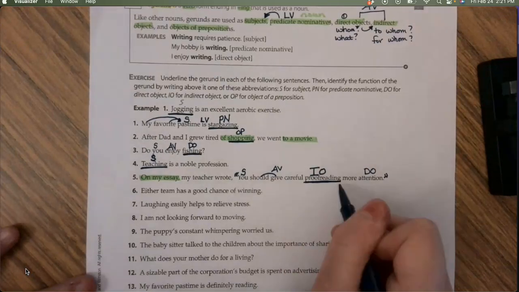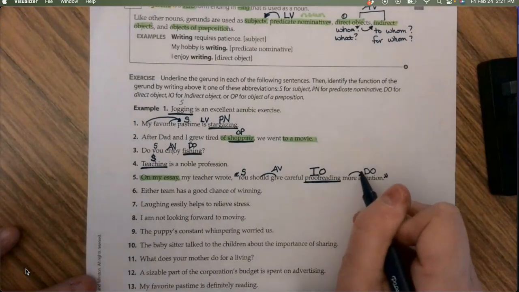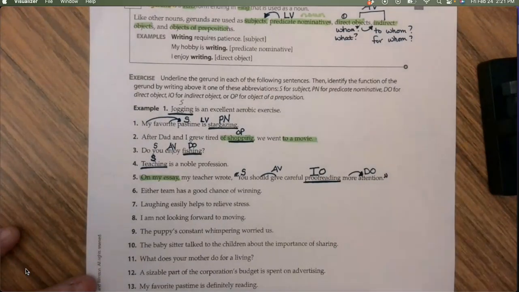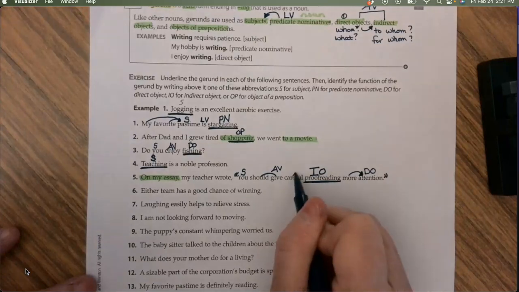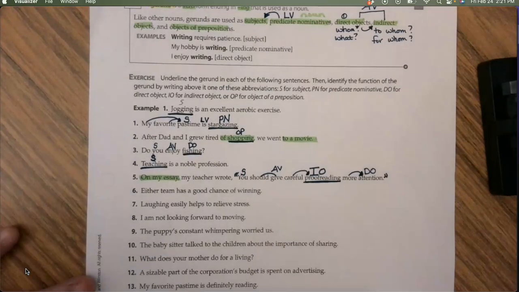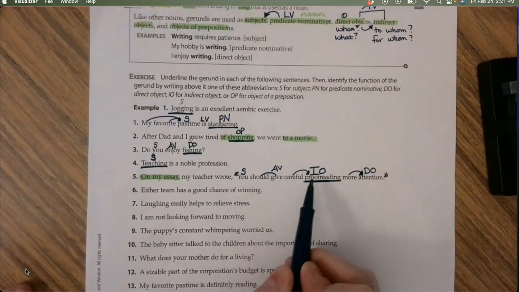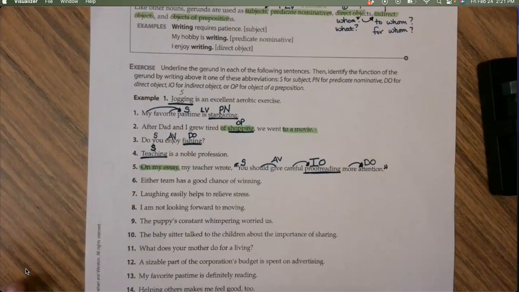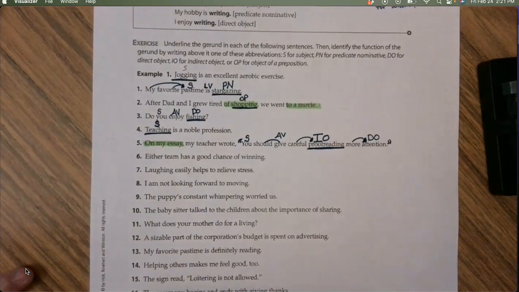Now I see some other words in here. More looks like it's an adjective. It's describing how much attention? More attention. Careful as well. It's describing proofreading. What kind of proofreading? Careful proofreading. So those are just adjectives. So the job of my gerund is an indirect object. All right, pause the screencast. Go try number 6. Either team has a good chance of winning.